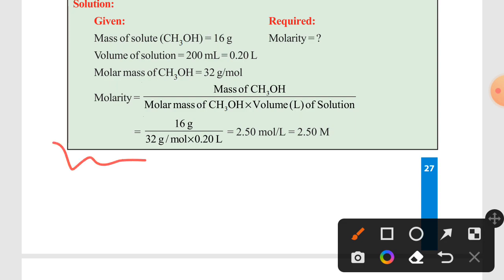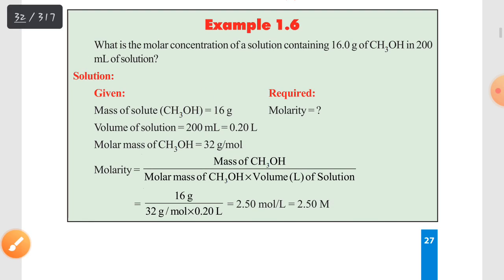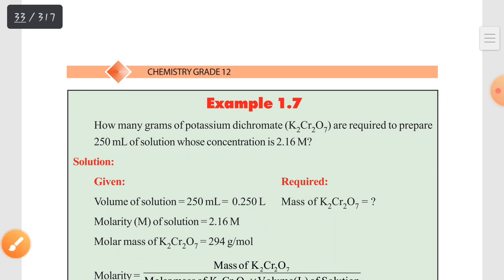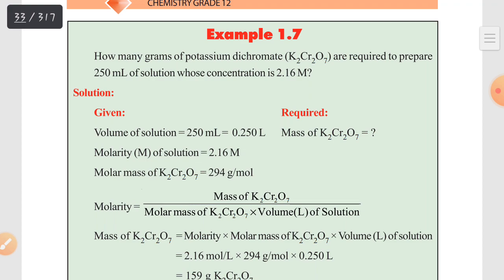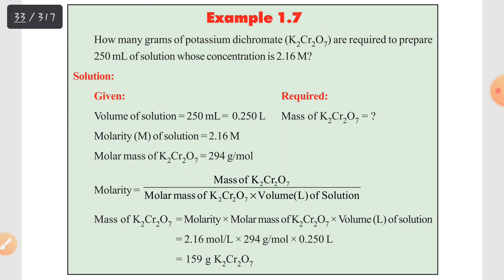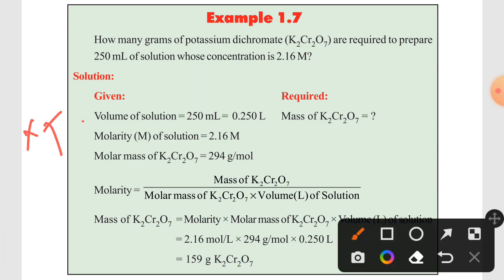Okay, this is so simple. You only need to remember the formula. How many grams of potassium dichromate are required to prepare 250 milliliter of solution whose concentration is 2.16 molar? As we said, molarity is equal to mass of solid over molar mass. What we need to find is the mass of solid. Below is the molar mass. Work out the molar mass of potassium dichromate by looking at the periodic table.